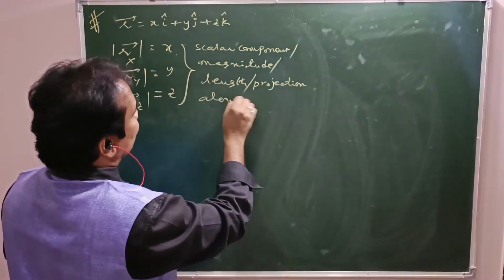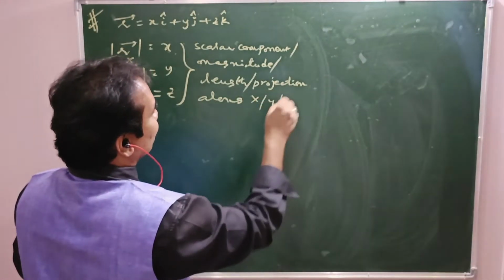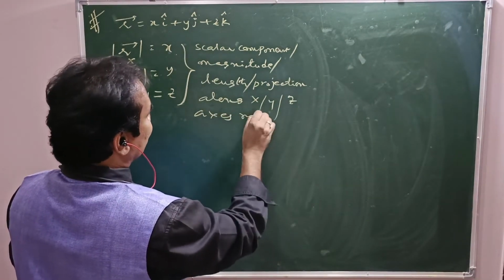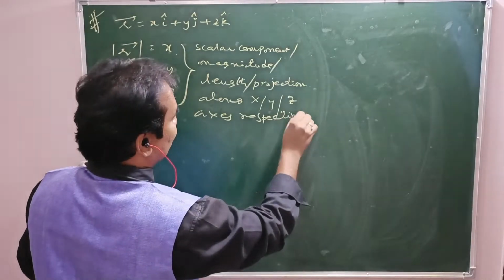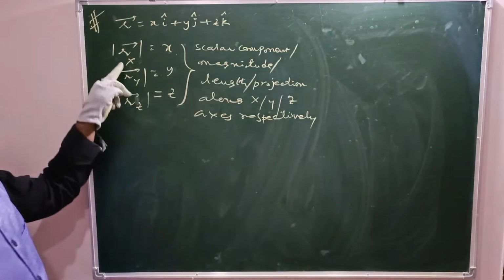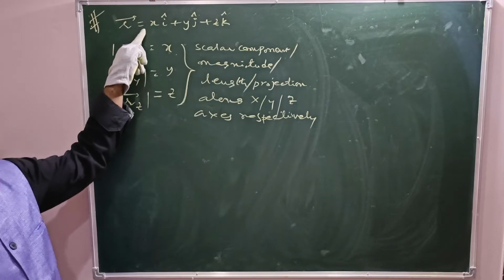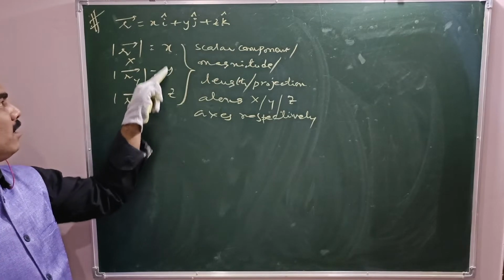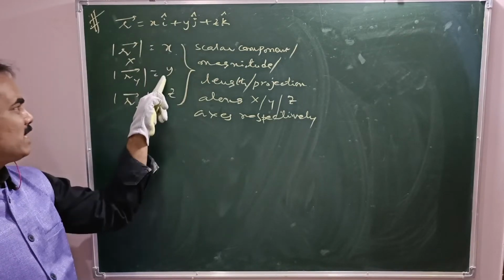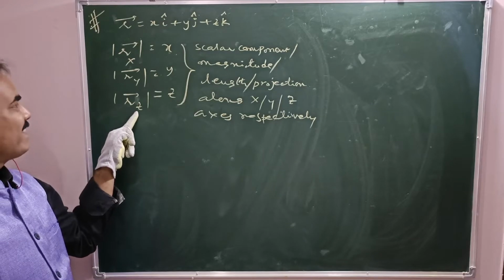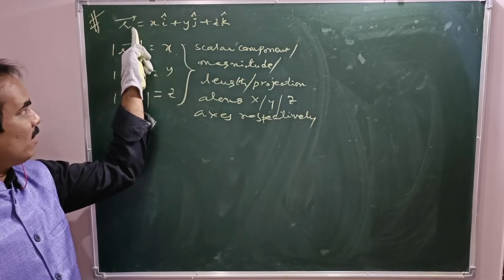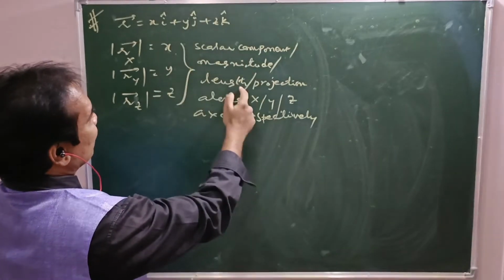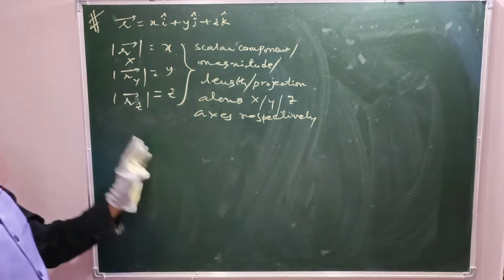along x, y, z axis respectively. Mod r bar along x means the length of that vector along x, that is x units. Mod r bar suffix y means the length of r bar along the y axis, y units. Mod r bar suffix z means the length of the given vector r bar along the z axis. So x, y, z mean scalar component or magnitude or length or projection along the x, y, z axis respectively.